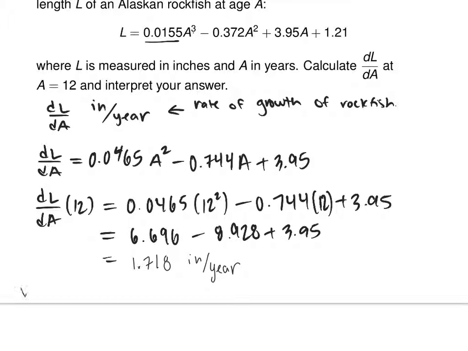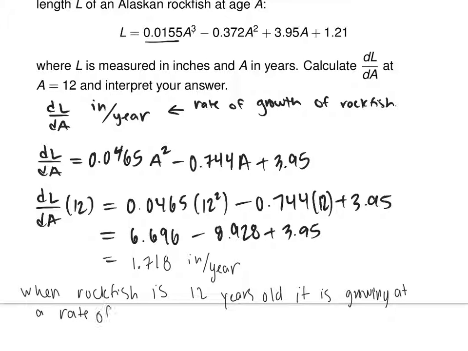Okay, so when the rockfish is 12 years old, it is growing at a rate of 1.718 inches per year.